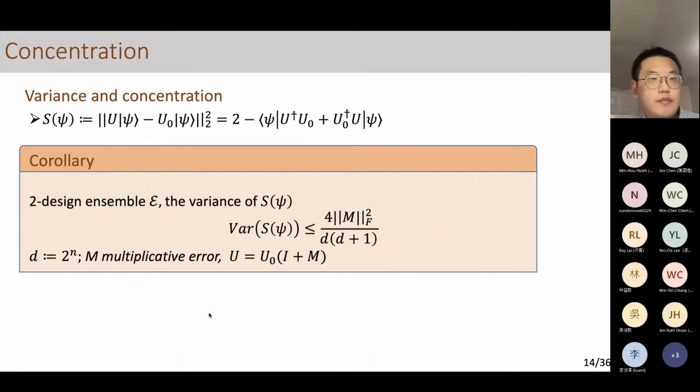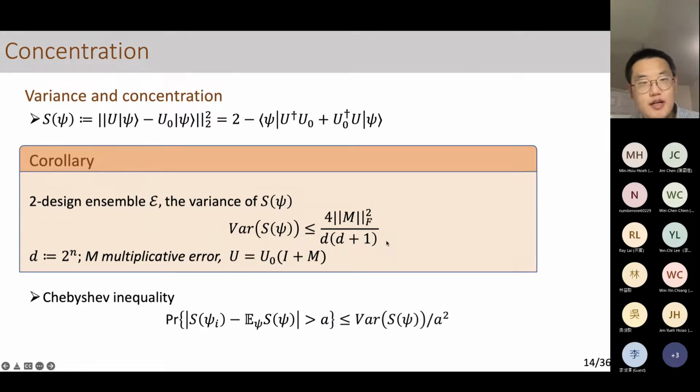We also show a concentration result. If the input state satisfies a design condition, then we can also upper bound the variance of this variable. This upper bound is also related to the Frobenius norm of the multiplicative error. So if this multiplicative error is very small, then with high probability, for any chosen input state, your performance should be close to this average performance. So that means the average performance may be a more representative quantifier in quantum simulation.